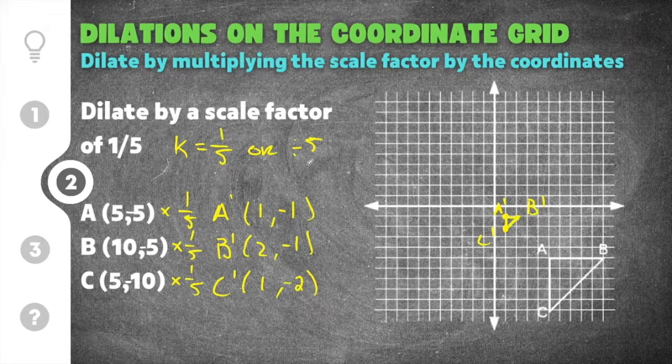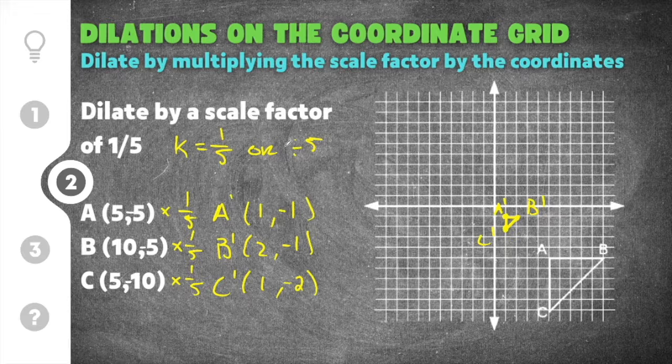The scale factor is less than 1, which means our shape got smaller. And it got smaller by 1/5 of the size, and it shrunk to 1/5 of the size of the original shape because the scale factor was 1/5. So you can see it got a lot smaller.